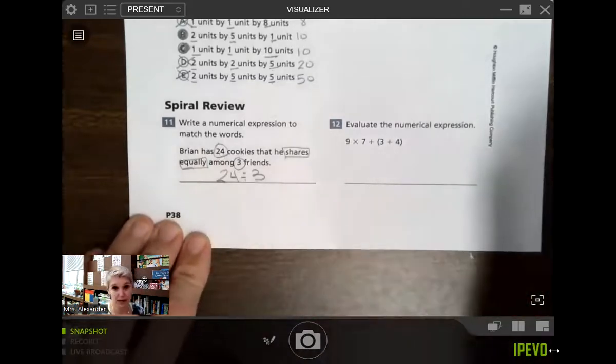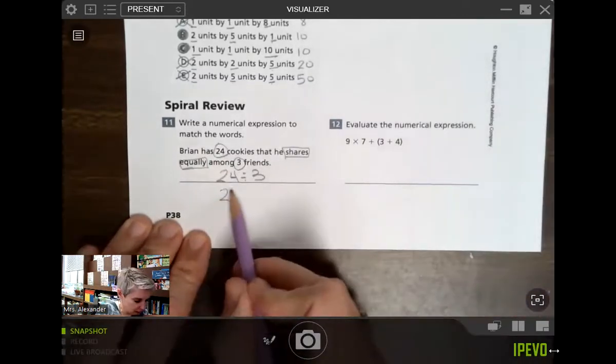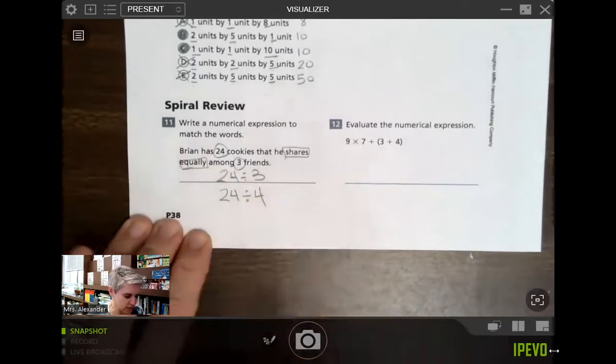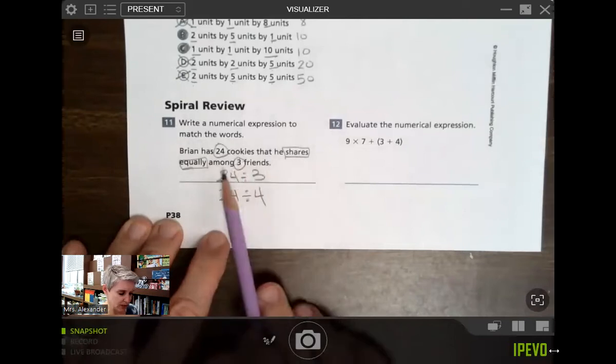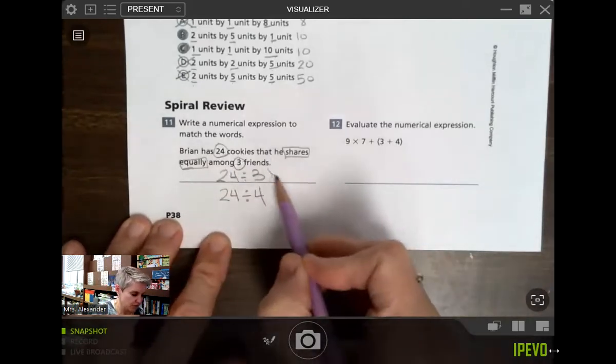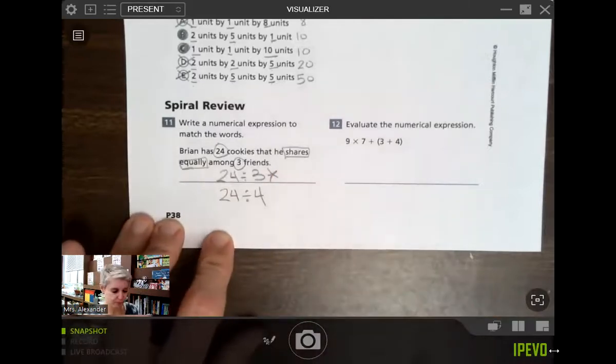If you thought maybe Brian was going to have some of those cookies, that's okay. We could also have done 24 divided by 4, but it doesn't say he shares them equally among himself and 3 friends. So I would prefer that first answer.